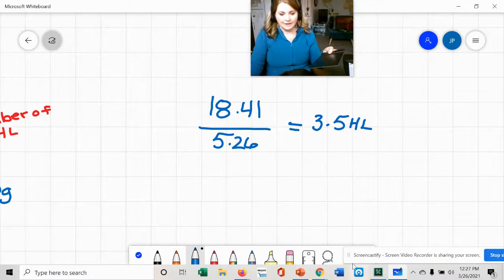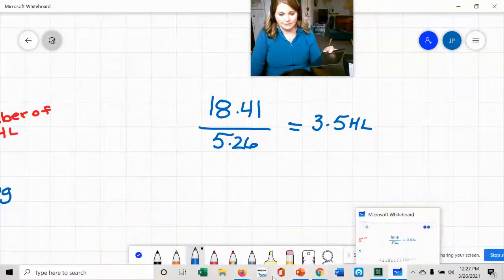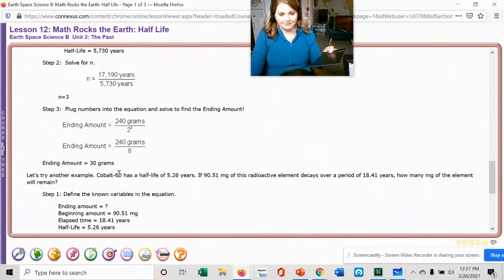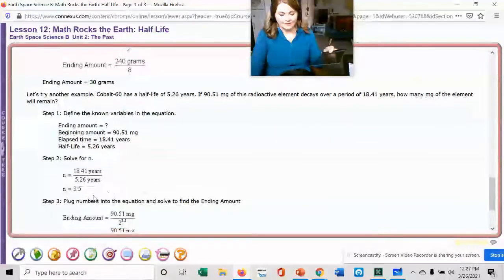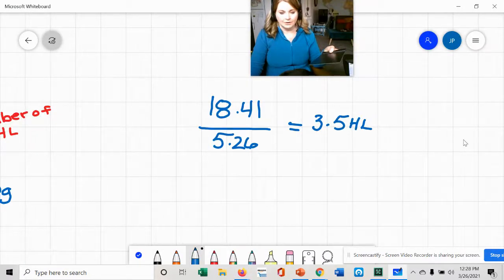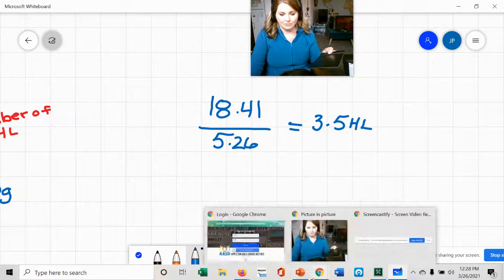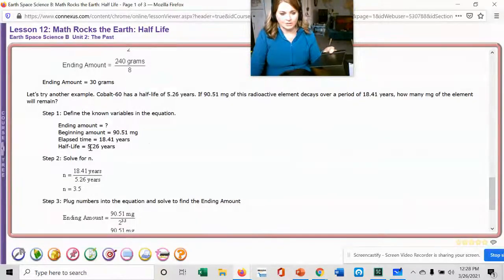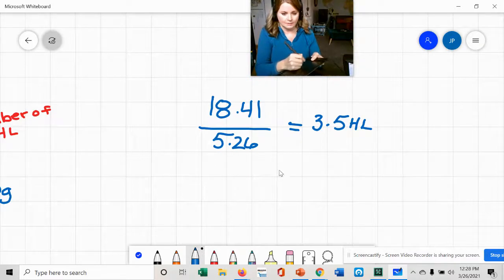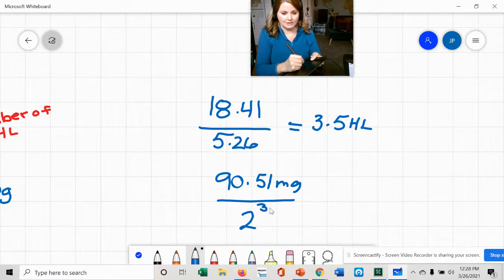Okay. So then let's go back to the lesson. So again, they did the same thing as their example, figured out 3.5 half-lives. We take the amount of stuff we have in grams and divide it by 2, and you raise it to the 3.5 power. And this is where you might be like, I have no idea how to do that. Okay, so we're going to take, oh shoot, I forgot how much stuff we started with. What was the number? So we start with 90.51 milligrams. And we divide it by 2, but the exponent here is 3.5.